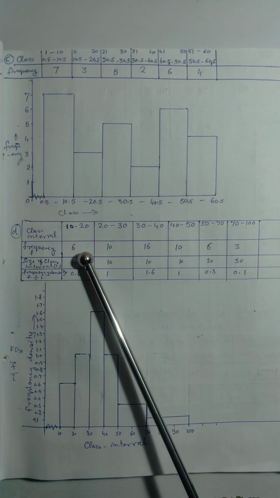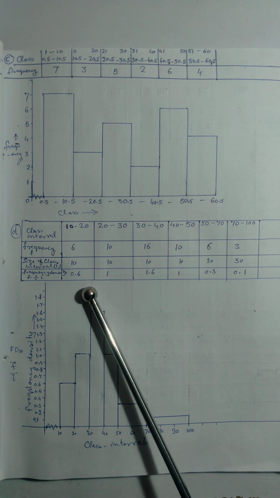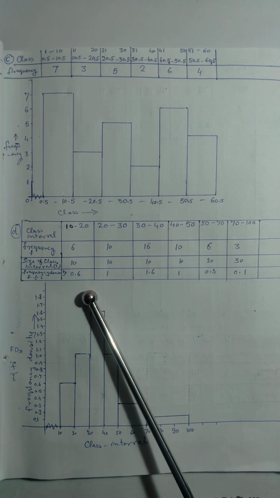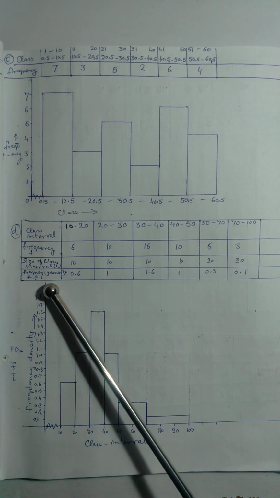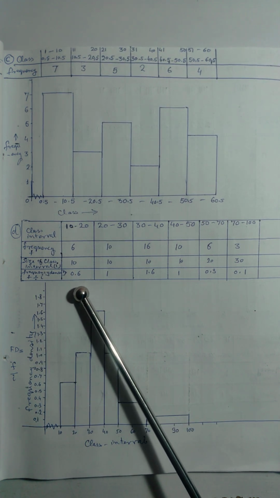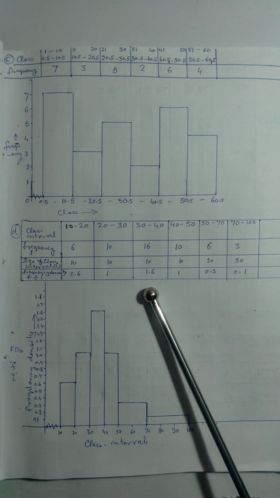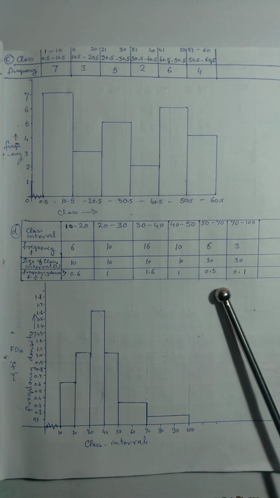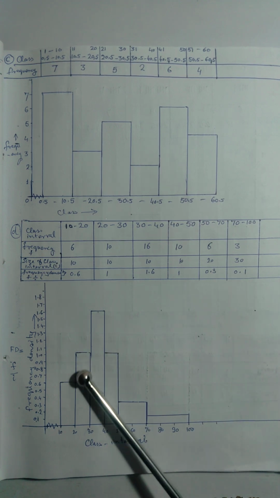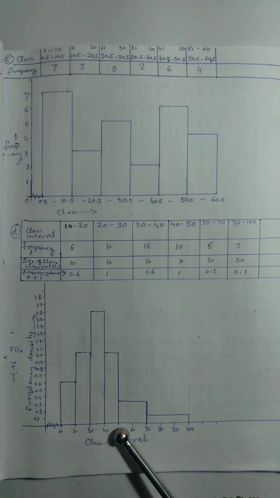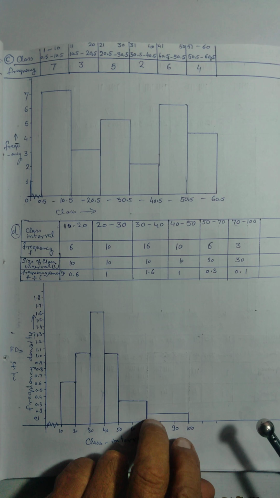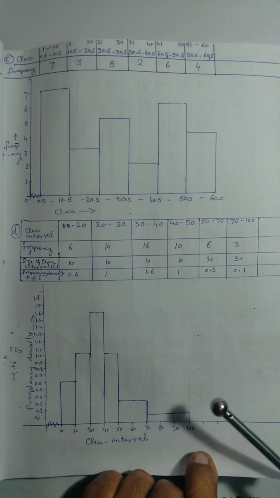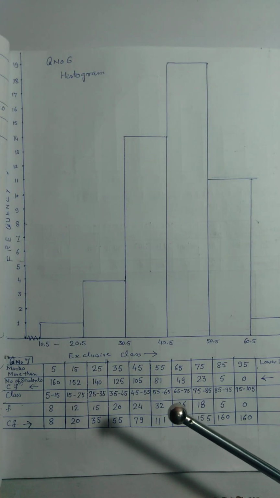So the corresponding frequency has been divided by the corresponding class interval. That will give you the frequency density. Here I have written the frequency density: 0.6, 1, 1.6, 1, 0.3, 0.1. In this way, with the help of this data, we can prepare the histogram. Now come to question number 5.